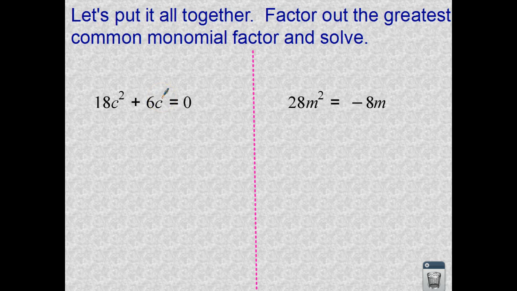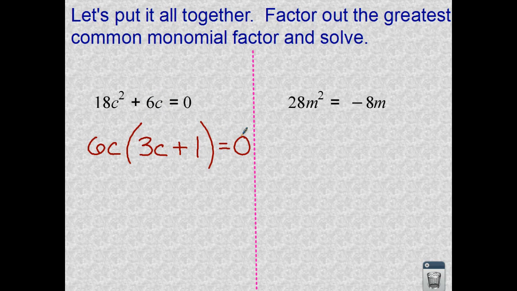All right, taking out the greatest common monomial factor of 18c squared and 6c would be 6. And 6, and we need a variable. They both share at least one c. So there's 1 here and 2 there. So one of them is the most they both have in common. And let's go back in. So 3c, because 6 times 3 is 18, and c times c is c squared, plus, well, what times 6c is going to get me 6c? Well, that would be a 1, and that is equal to 0.